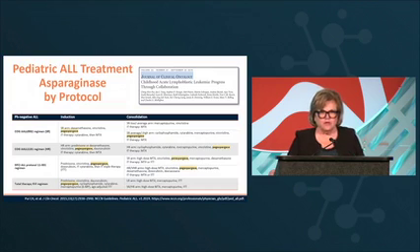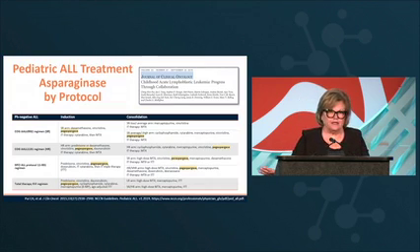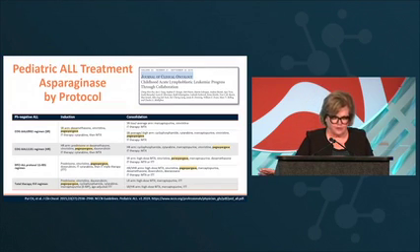So we know that all the pediatric ALL treatment protocols include asparaginase within the protocol, and this is just some of the examples of when asparaginase, particularly here listed as PEG asparaginase, is included in the induction protocols. So it's an essential drug for the induction and the intensification of our patients with leukemia and lymphoma.